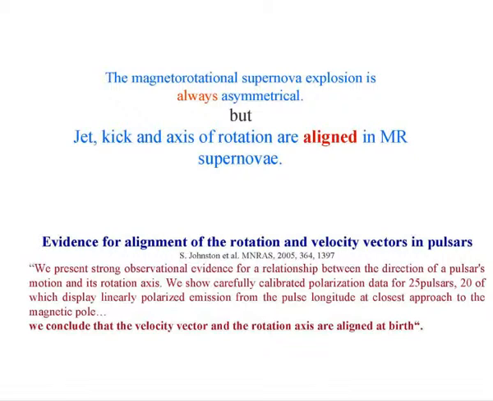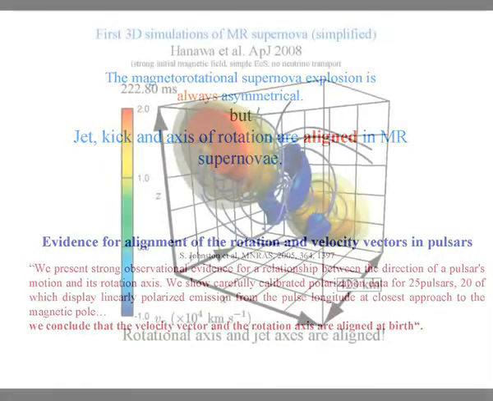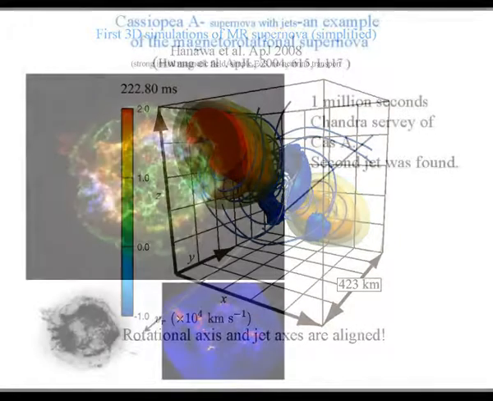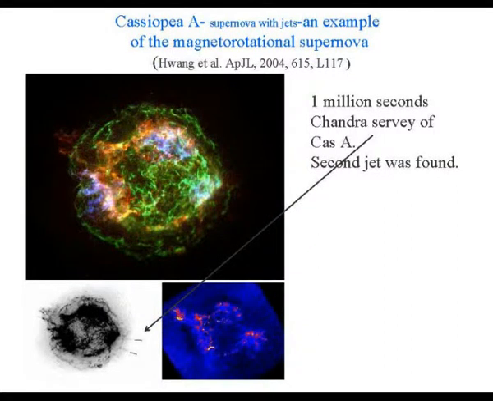In this picture, I just want to show you a very nice example made by Hanawa and colleagues of the first 3D simulation of a magneto-rotational supernova in a very, very simplified approach. They use a strong initial magnetic field, a very simple equation of state, no neutrino transport, but they show that the jets which they found are directed along the axis of rotation. And here, well known to you, is a picture of Cas A, and some years ago the second jet was found, and we expect that probably this supernova exploded as a magneto-rotational supernova.